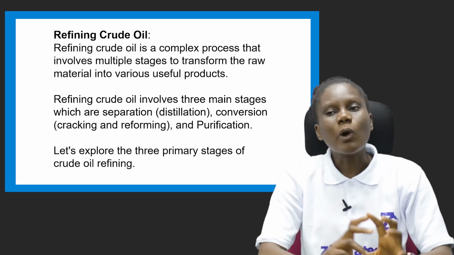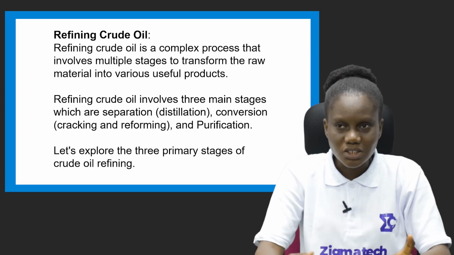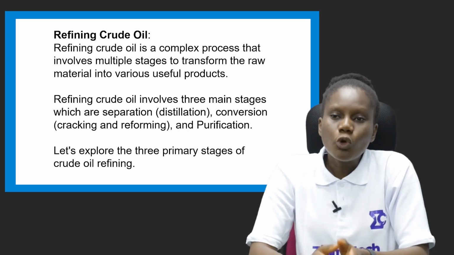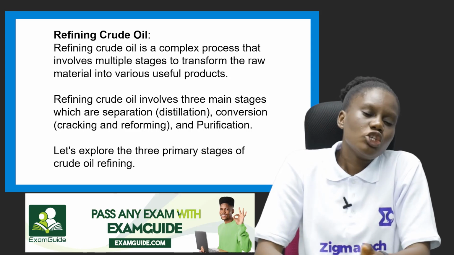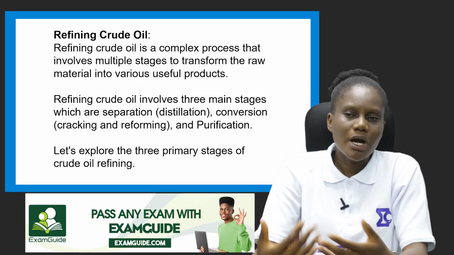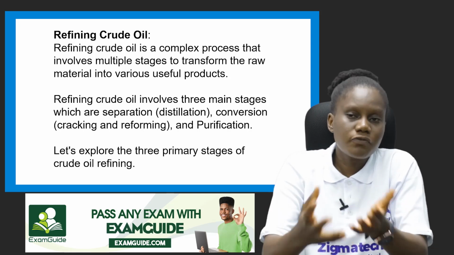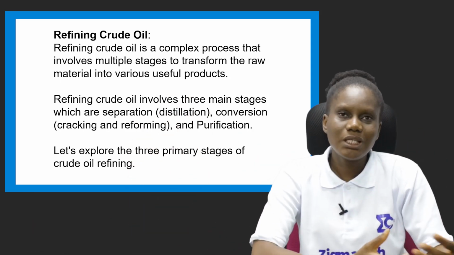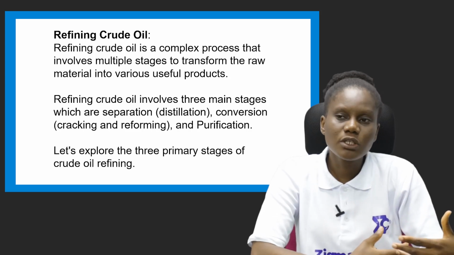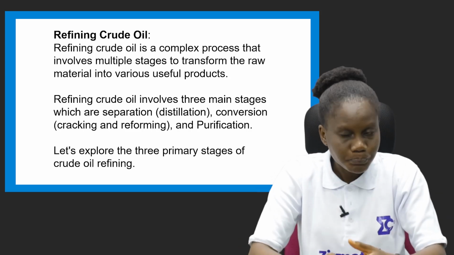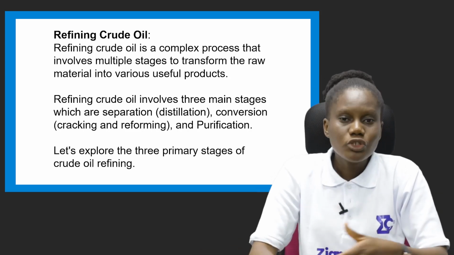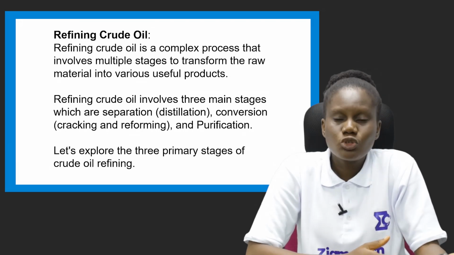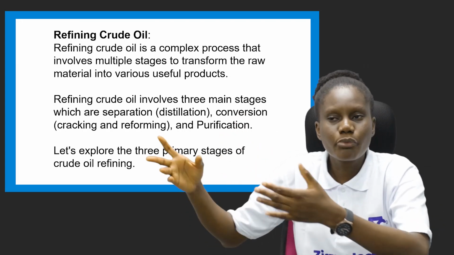Refining crude oil is a complex process that involves multiple stages to transform the raw material into various useful products. Every raw material must go through a refining process so that you can get the useful part of it. Same thing with our crude oil. It's in its raw, crude form, so you have to refine it to get its various useful products. If you've seen the last video, you saw the various products you can get from crude oil, ranging from cosmetics and body creams to raincoats, the clothes you wear, to lubricating oil. It is the process of refining crude oil that gives you all these useful products.